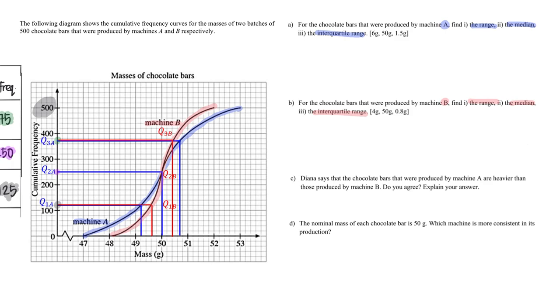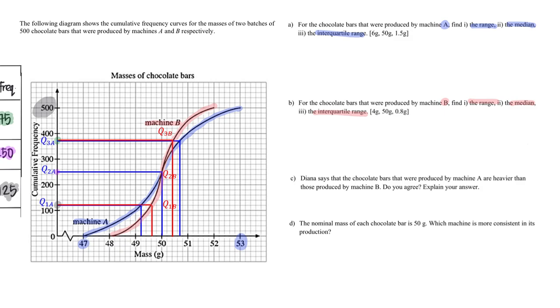Now, for part A and part B, the approach is the same. So let's dive in for part A. Range. Well, the range means that we'll need to find the highest value of this cumulative frequency graph for machine A, which is 53, and the lowest value is 47. So the range is simply 53 minus 47. Okay, so that's for part 1.